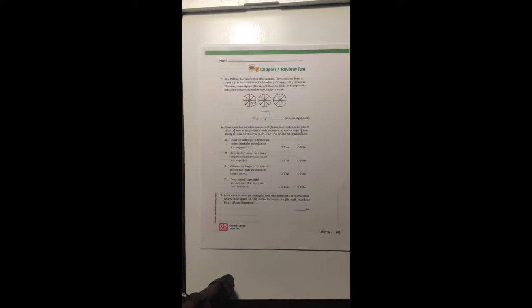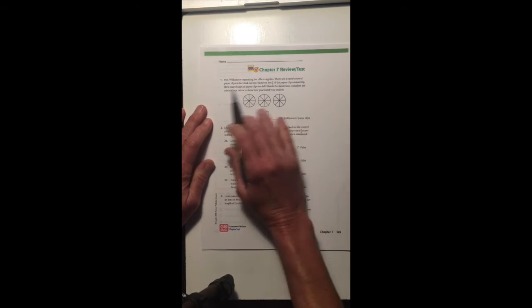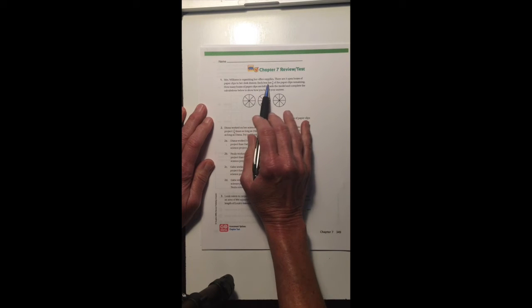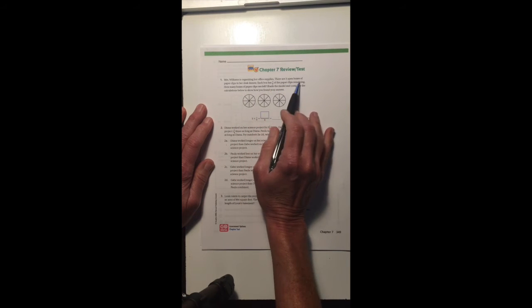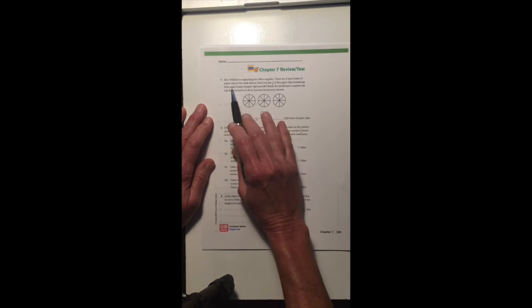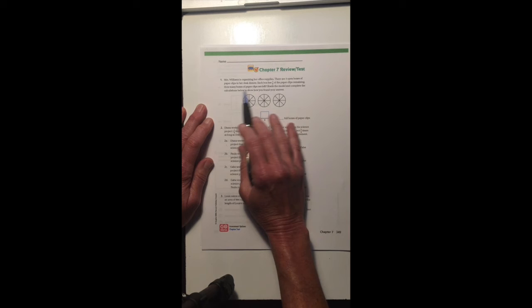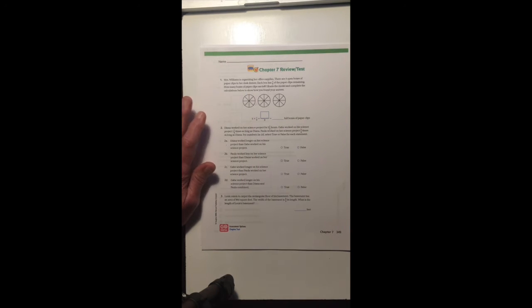Okay, so number one, Mrs. Williams is organizing her office supplies. There are 3 open boxes of paper clips in her desk drawer. Each box has 7/8 of the paper clips remaining. So these are the 3 boxes, 7/8 remaining. How many boxes of paper clips are left? Shade the model and complete the calculations shown to show how you have the answer.